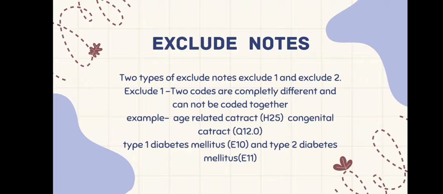Another example is type 1 diabetes mellitus versus type 2 diabetes mellitus. Type 1 diabetes is generally seen in children because the pancreas produces little or no insulin. Type 2 diabetes develops later in life due to insulin resistance. These are different types of diabetes, and an Excludes 1 note indicates they should not be coded together. Remember, Excludes 1 means choose the correct diagnosis, not both.